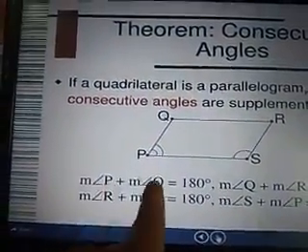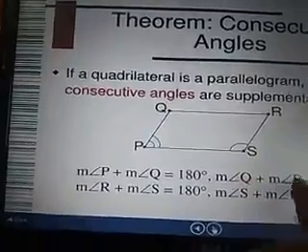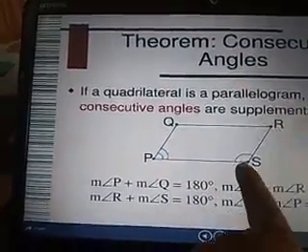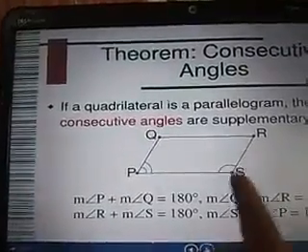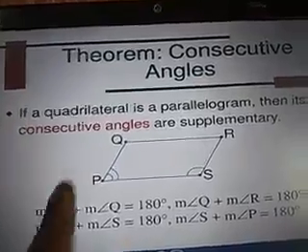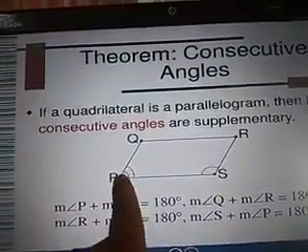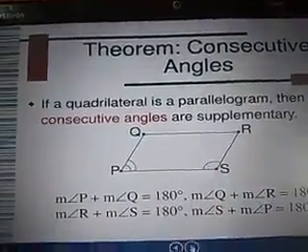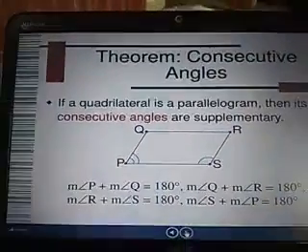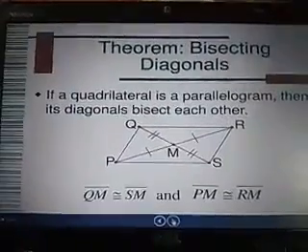Likewise, angle Q plus angle R is also going to be 180. Angle R plus angle S is also going to be 180. This plus this is also going to be 180. So the sum of the adjacent angles is always 180 and opposite angles are always equal in a parallelogram.